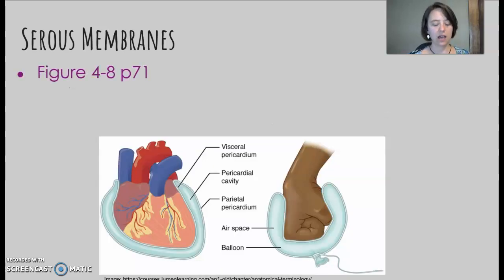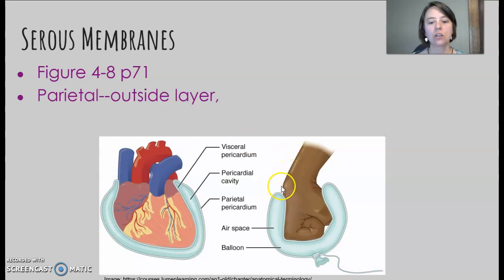So taking a look at this on page 71 is a nice picture of a serous membrane and how it folds in on itself. And then your pericardium, and it also shows a picture of your pleural space, your pleural membrane, pleura. So page 71, I would recommend looking at that. And then in each serous membrane, we have this outside layer called the parietal layer, and then the inside layer that's touching the organ is called the visceral layer.